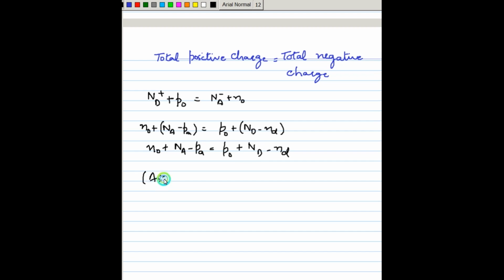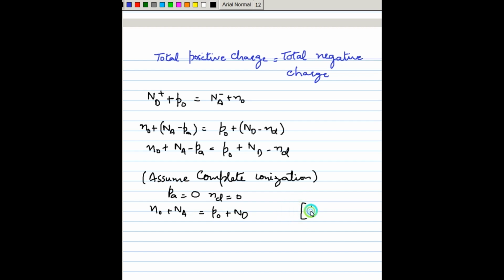Now, if we assume complete ionization, then Pa is going to be 0, and Nd is going to be 0. It will be N naught plus Na equals P naught plus Nd. Using the law of mass action, P naught will be equivalent to Ni square upon N naught. Substituting it there, we get N naught plus Na equals Ni square upon N naught plus Nd.